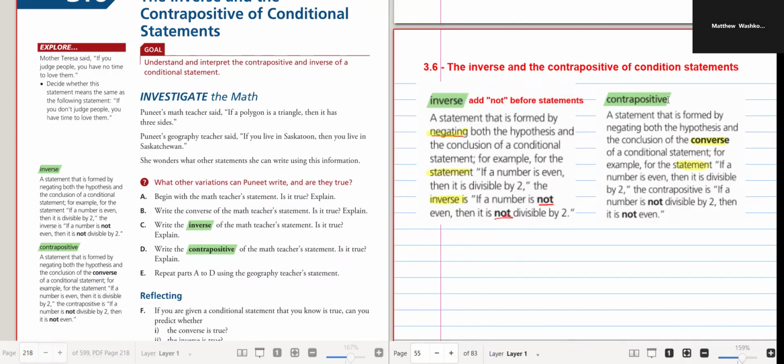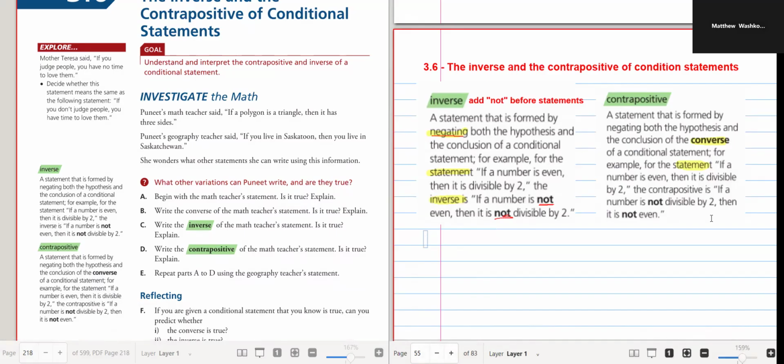I promise that this will make more sense once I give you some examples. You'll clue into this. The contrapositive, do I want to deal with that now? No. All right.